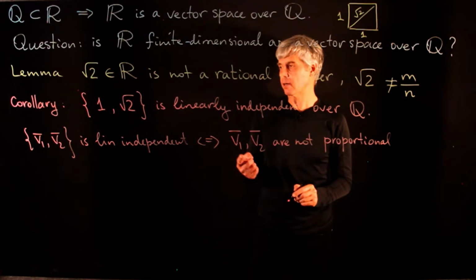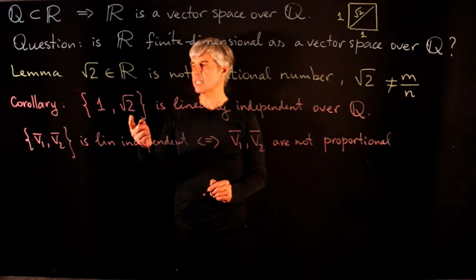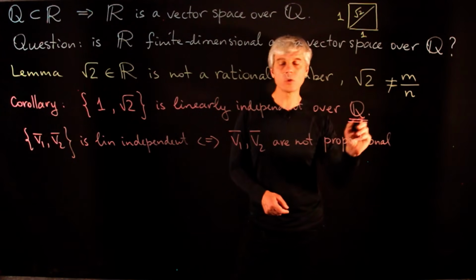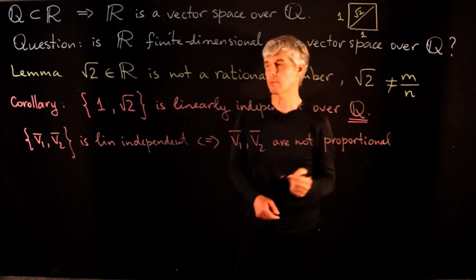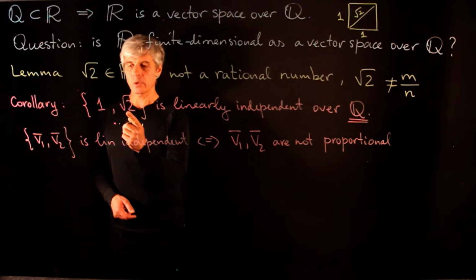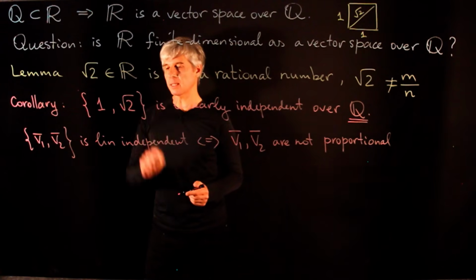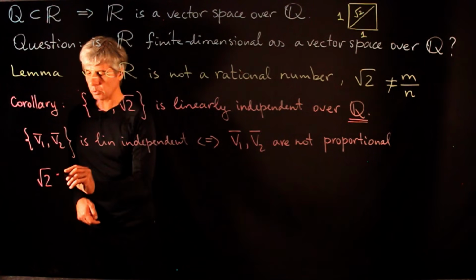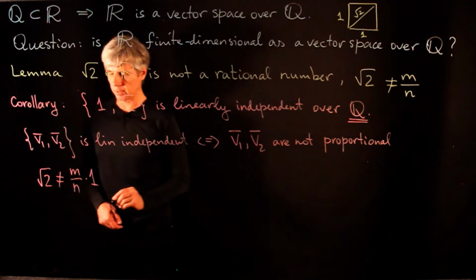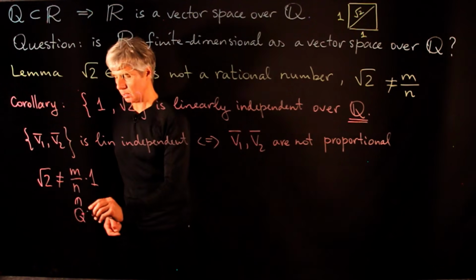So this means that neither is a constant multiple of the other, right? But when we say constant multiple, we mean a constant multiple over Q. So this means that it's not a rational constant multiple. In particular, square root of 2 is not a multiple of 1. So it's not m over n times 1, right? And so this is an element of Q, right?